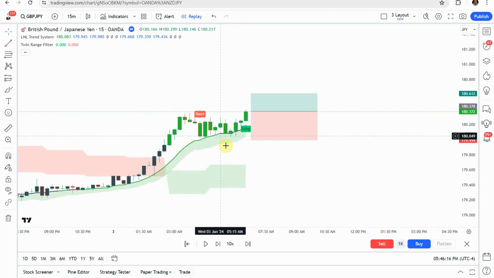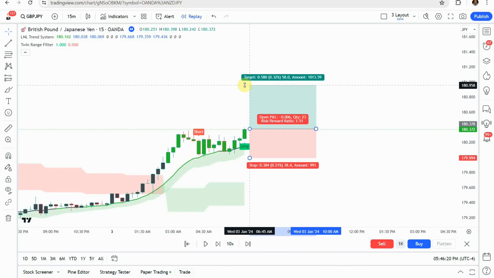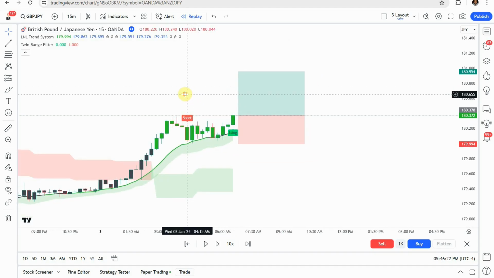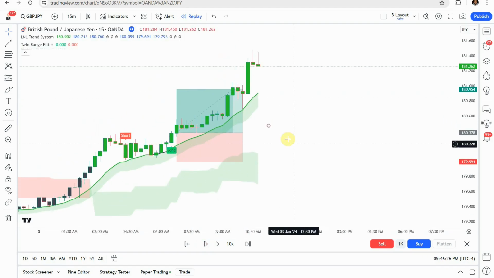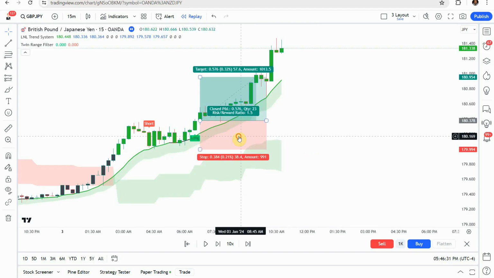We're going to set our stop just right below the swing, and we're going to target a 1 to 1.5 risk reward right about there. Let's go ahead and play this forward and see what we get. And you see a really nice push there, getting us to our take profit.